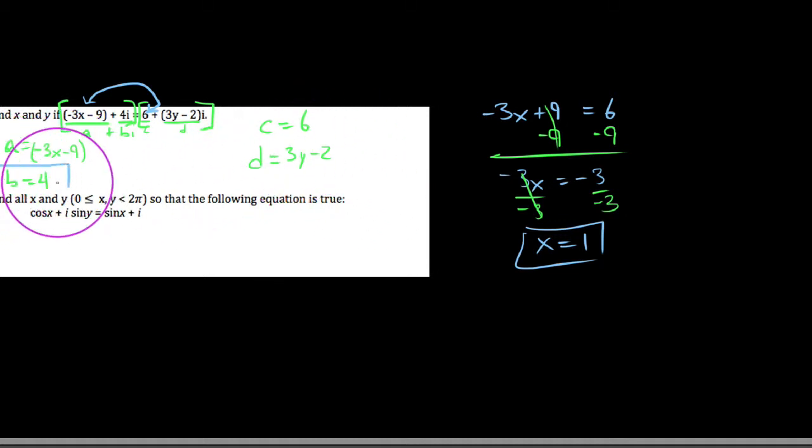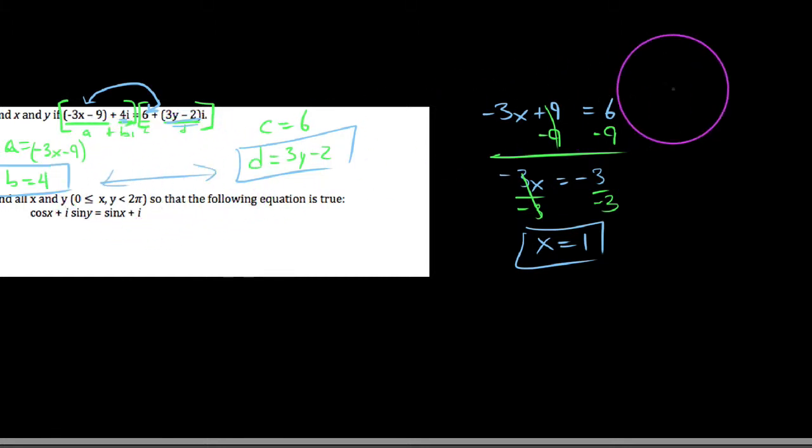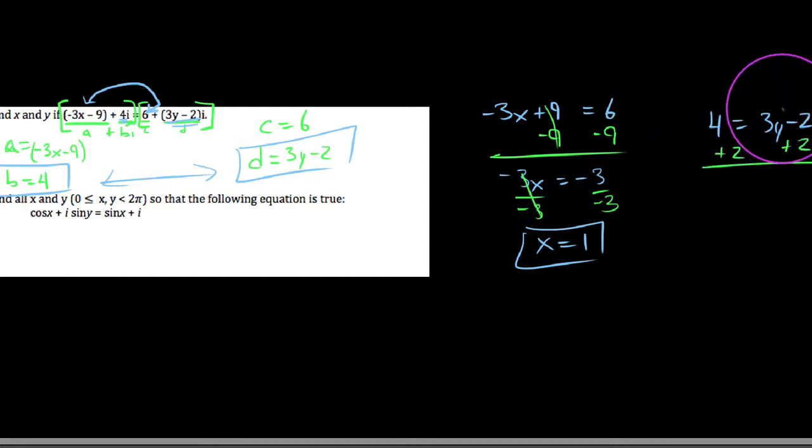Furthermore, we say these two numbers can only be equal if their imaginary parts are also equal. So b, which is our 4 here, would have to be the same thing as this 3y minus 2. So we can equate these two things off on the side: 4 is equal to 3y minus 2. Solving this for y, adding 2 to both sides helps us isolate the 3y. We get 6, and then divide both sides by 3. And so we get y is equal to 2.